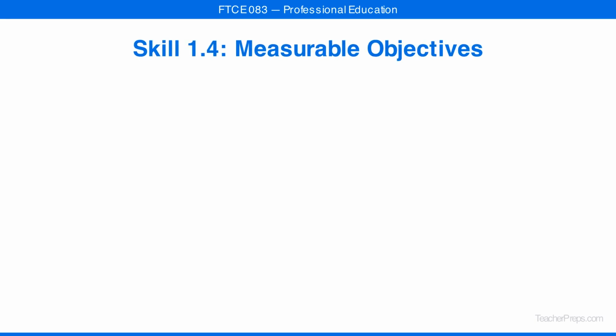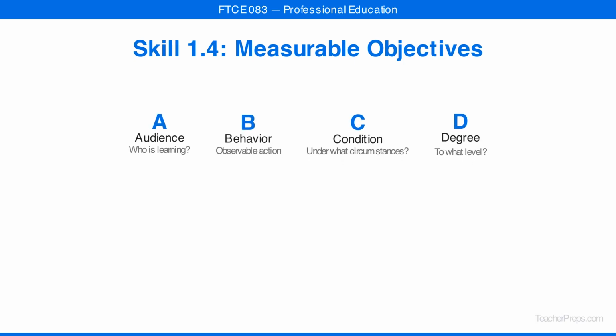Skill 1.4 is about selecting the right instructional resources based on measurable objectives and student needs. Let's start with measurable objectives. A well-written objective tells you exactly what the student will do, under what conditions, and to what standard. The ABCD format helps you write them.